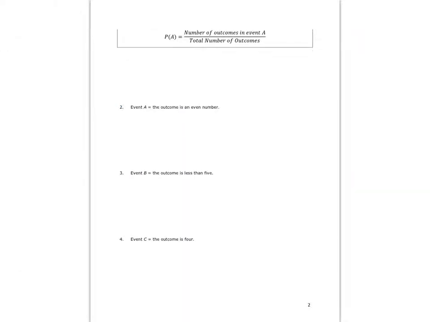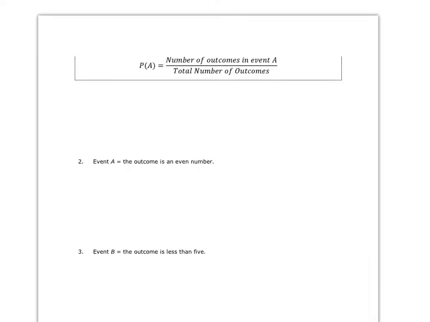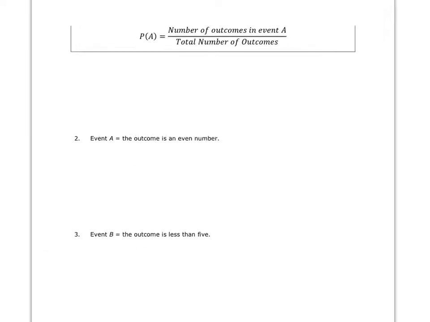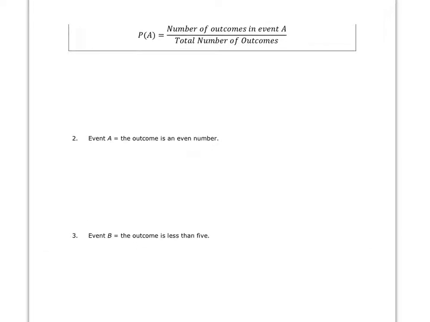So if we want to look at that kind of formulaically, if we have an event that we're calling A, to get the probability of A, which is what this stands for, the probability of A, we just take the number of outcomes in that event and we put that over the total number of outcomes in the sample space. So we could kind of add that in S.